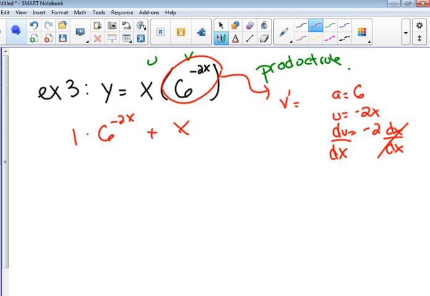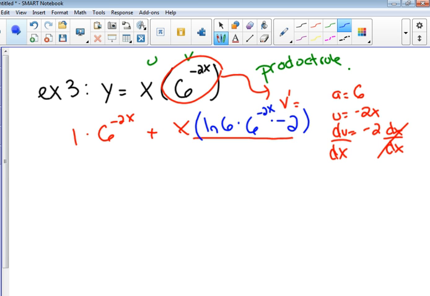Great. Okay. So now when we take the derivative of just this part, we have to use our little formula. We're going to times this by the ln of 6 times 6 to the u, which is -2x, times -2. You can leave it out, that's fine.